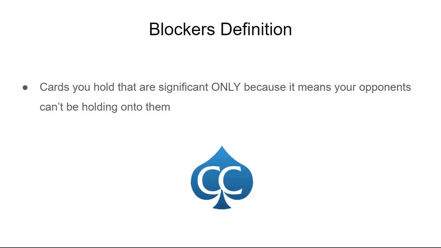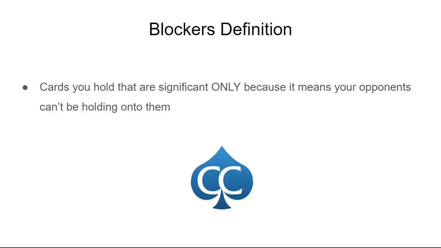So before we continue on, I want to talk about this idea of blockers, which are cards that are significant only because your opponent can't have them. So for example, if you re-raise a hand like ace-3 offsuit pre-flop, then usually you're just relying on that ace blocker. Okay, so you don't have a strong hand, but it's less likely that your opponent has pocket aces or ace-king since you hold an ace.